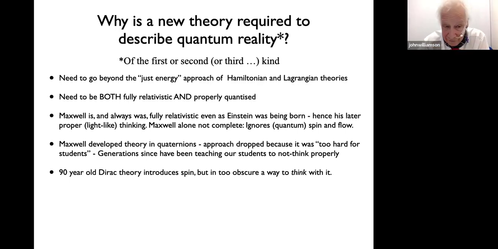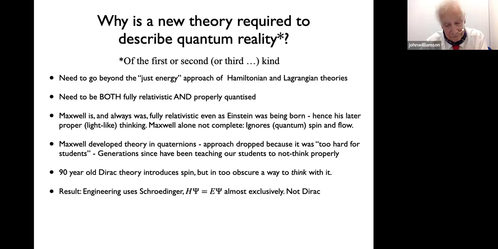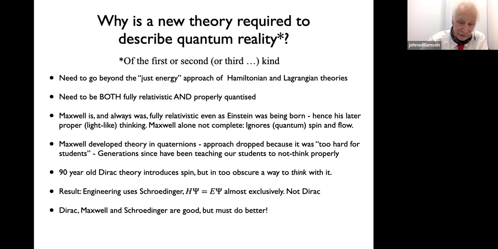So we have a beautiful relativistic theory, and Dirac theory is beautiful, it's one of my favorite theories, but it's 90 years old, ladies and gentlemen. It introduces spin, but it doesn't really do very much for charge, and it introduces spin in too obscure a way to properly think with it. It needs improving. So, as I said, the result is that Schrödinger, H psi is E psi, is used almost exclusively, and not Dirac, the Hamiltonian formulation of Schrödinger's, the most useful one for solid state physics and atomic physics.